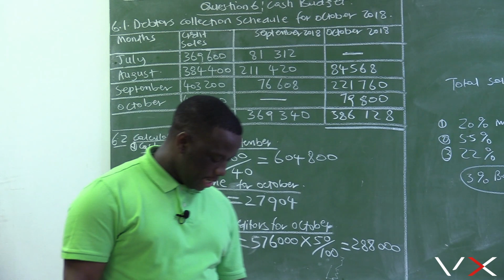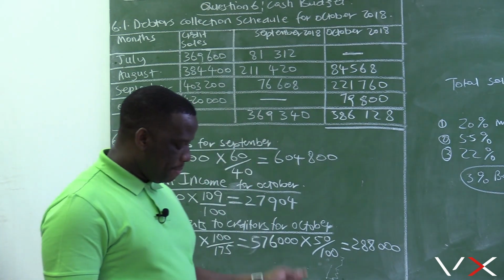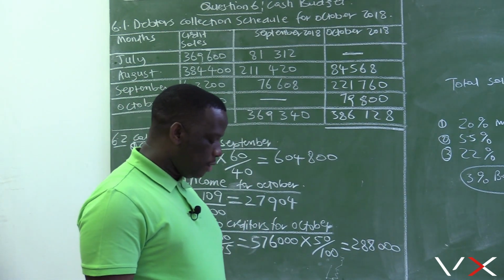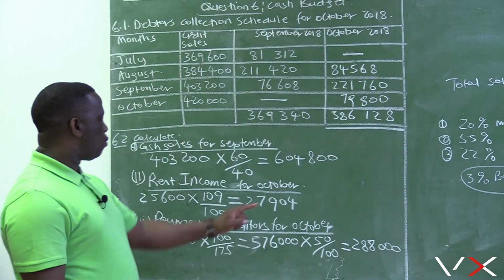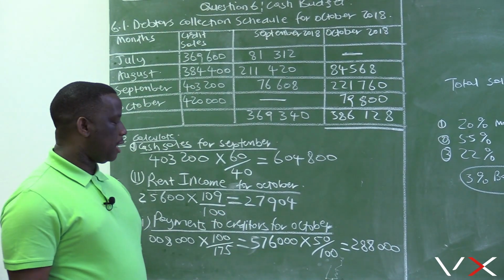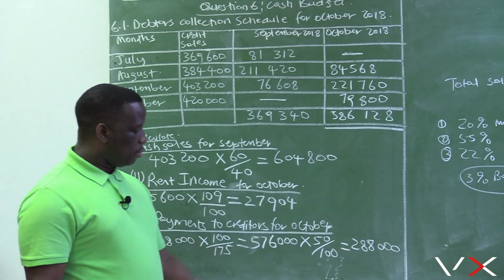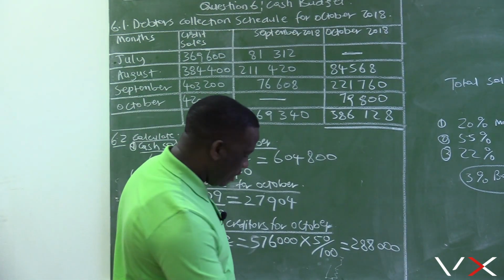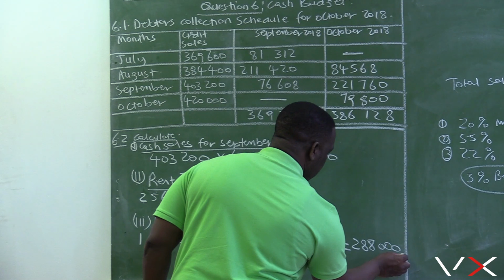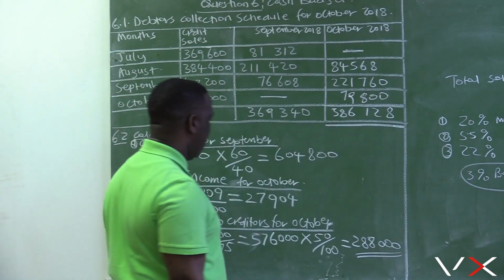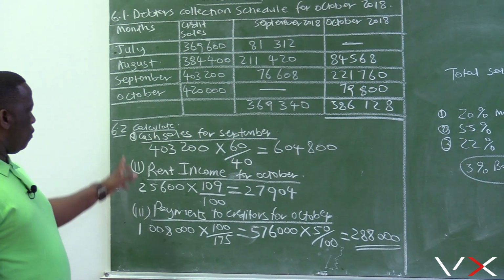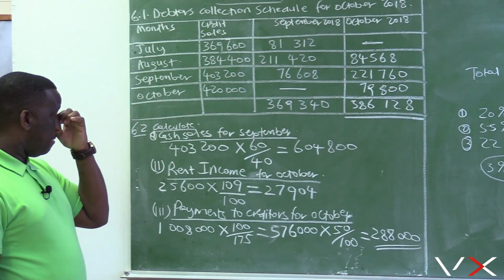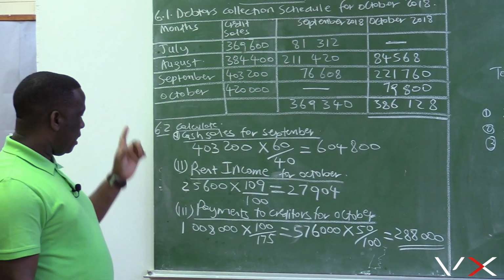This 288,000 will then be paid in the month following the month of purchase, which is October. So our payments to creditors for October is going to be 288,000. So we have reached the final answer. This is 6.2, wherein we were required to fill in the missing amounts in the cash budget.